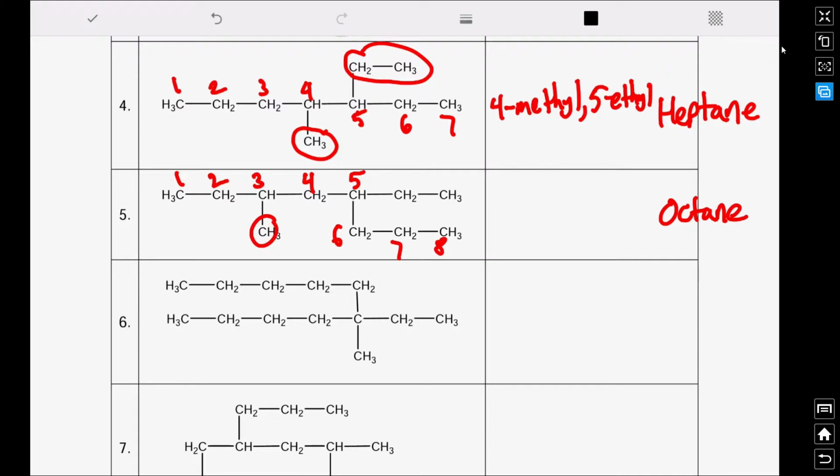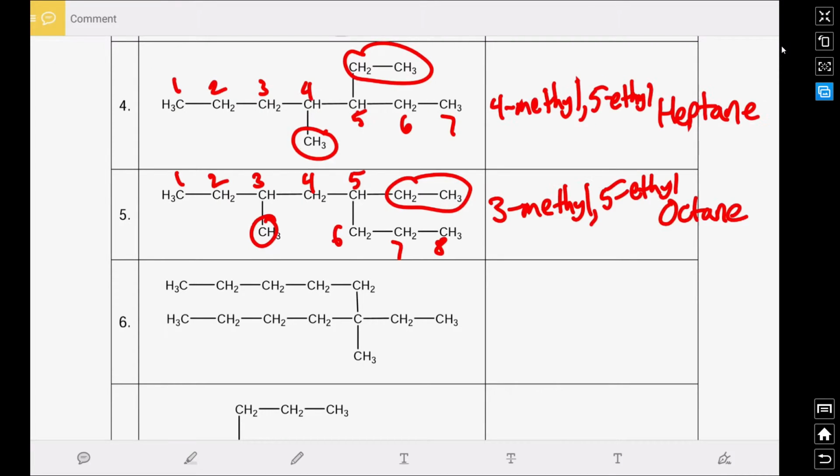We have a carbon chain there, and a carbon chain there. So this will be carbon 3. We have a 1 carbon chain, which is methyl, followed by, on the 5, we have an ethyl group on the 5. So this is 3 methyl, 5 ethyl octane.